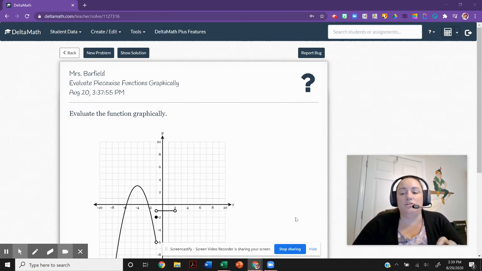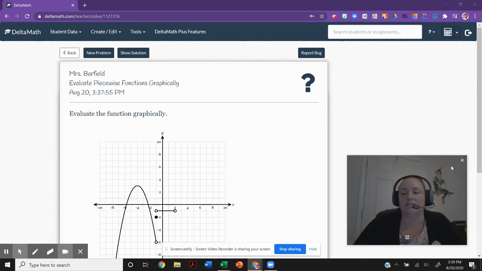Now, I'm going to take myself off the screen in just a minute because I want to be able to draw on the screen and not have the video interfere with how you're going to do it. The best way for me to teach you how to do this is to actually do these examples and draw on my screen in Delta Math.